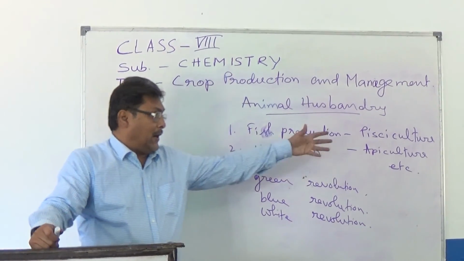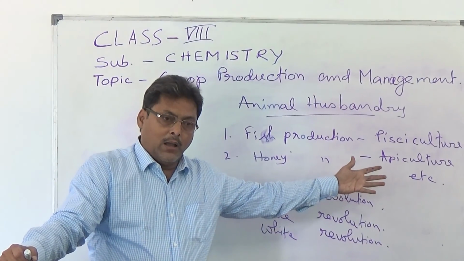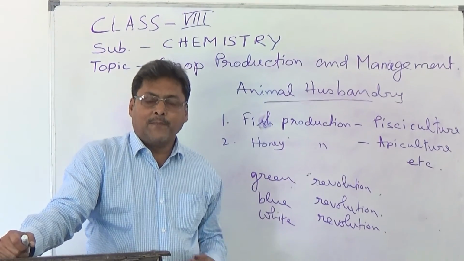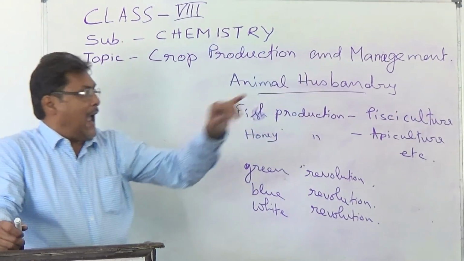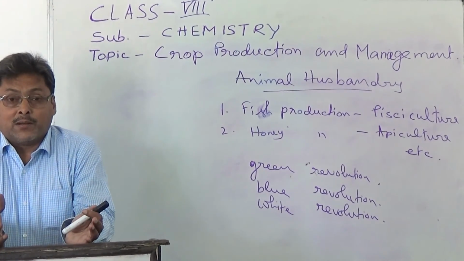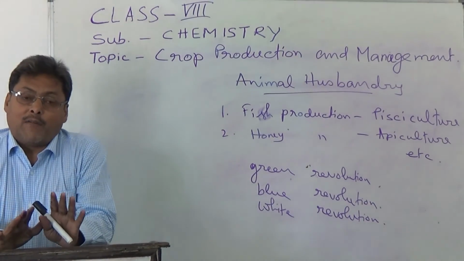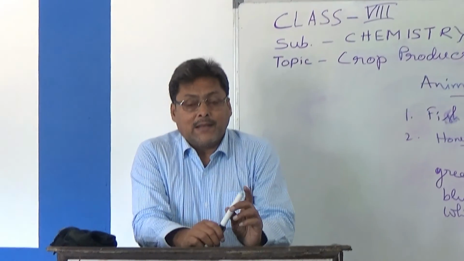We call it apiculture. In the same way, eggs can be produced, meat can be produced through poultry. All these are categorized as animal husbandry. So our food production is actually of two types: actual agriculture of plant products, and also animal husbandry.